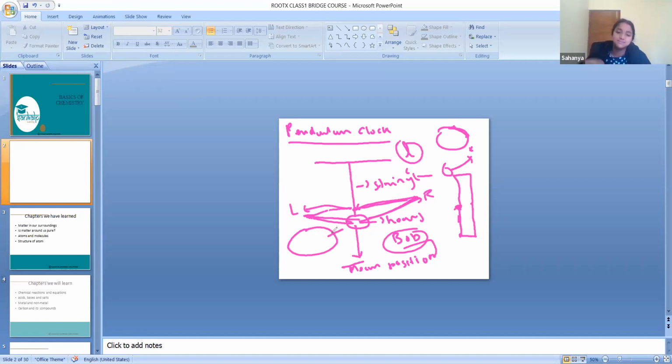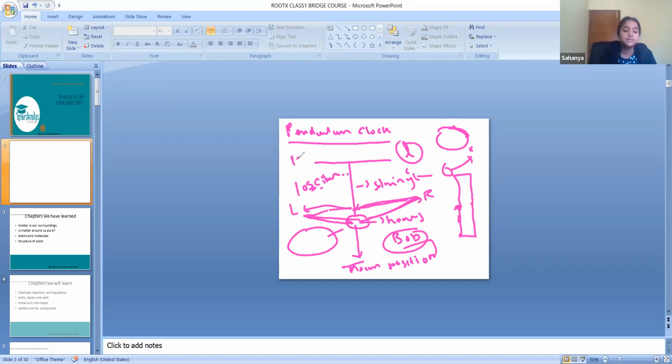So the to and fro path it takes to start from the mean position and come back to the mean position, that path is called one oscillation. What is it called? One oscillation. So one oscillation is the path which the bob traces to complete one to and fro motion. So right and left, what I have written, is read as to and fro motion.